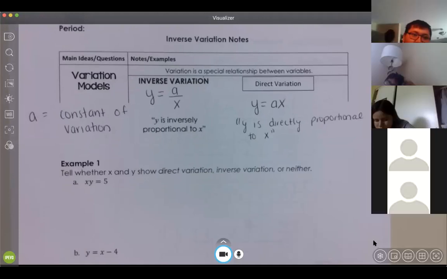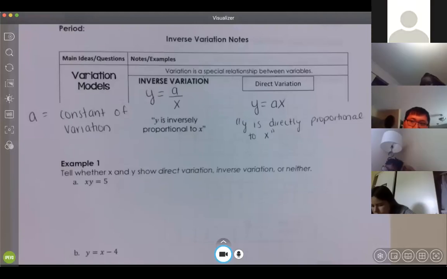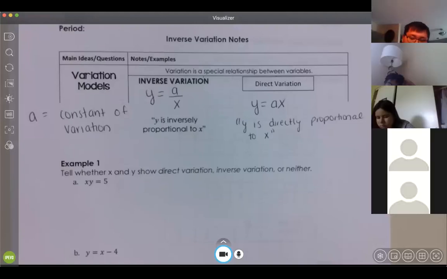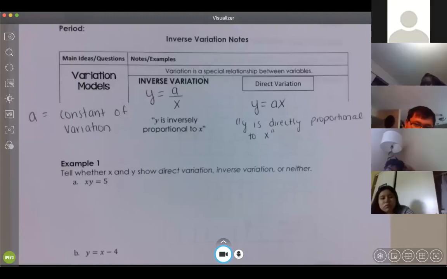How do I get y by itself? Yeah, so how do I get that x that's next to the y? Move it to the other side. I want to move it to the other side. How am I going to move it to the other side? Am I going to add it? Subtract it? Multiply it? Divide it?